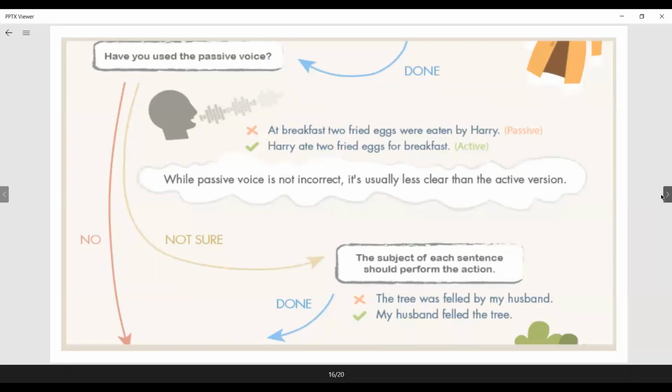And if you used the passive voice, check it. While passive voice is not incorrect, it's usually less clear than the active version, so try to use the active version. Like, at breakfast, 2 fried eggs were eaten by Harry. This is passive, but if you write Harry ate 2 fried eggs for breakfast, this is active, and it's going to leave a good impression on the reader. Similarly, the subject of each sentence should perform the action, like the tree was felled by my husband, or my husband felled the tree. Okay.